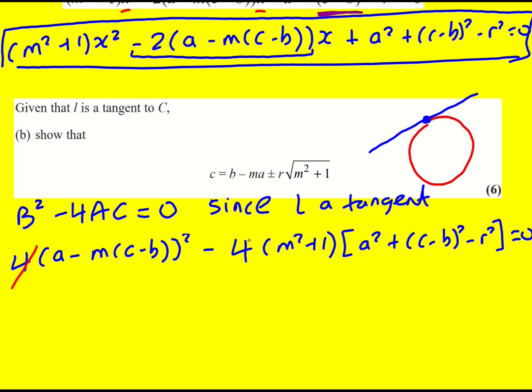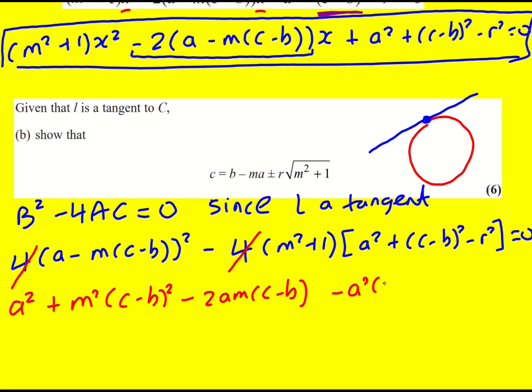I'm going to divide through by 4 to get rid of these and then expand the brackets. a squared plus m squared (c minus b) squared minus 2am(c minus b), that's that first bracket expanded, minus a squared (m squared plus 1) plus (c minus b) squared (m squared plus 1).